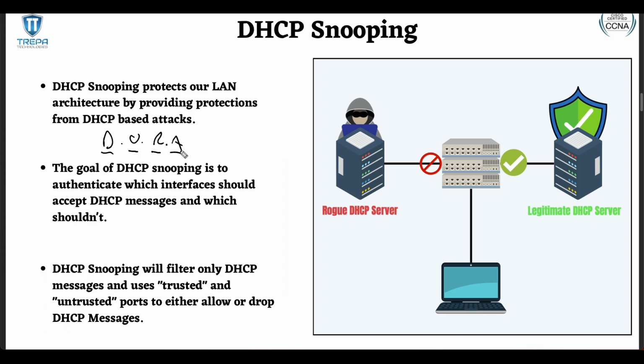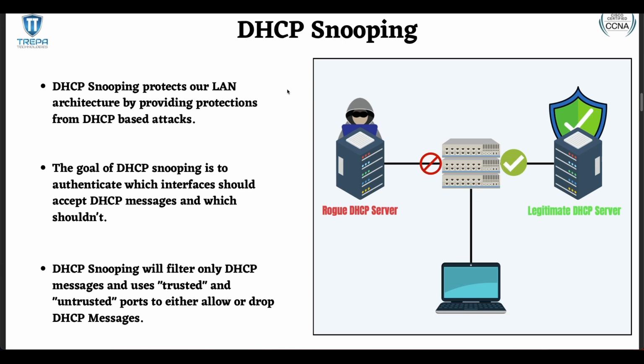So the goal of DHCP snooping, when activated and enabled on our switches, is to authenticate which interfaces should accept those DHCP messages. Along with that, we're going to go over some different DHCP messages like NAK, which is a not-acknowledge server message, and decline, another client-to-server message. But we're going to essentially say, hey, which interfaces on this switch should be accepting these DHCP messages. DHCP snooping will filter only DHCP messages, that's it, and it uses something called trusted and untrusted ports to either allow or deny/drop DHCP messages.